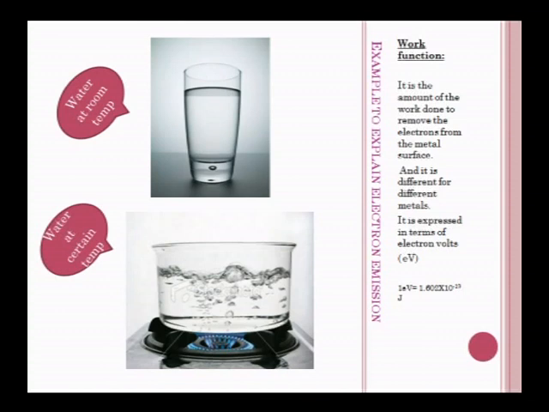Then you can ask me a question: how much does 1 electron volt stand for? 1 electron volt is almost equal to 1.602 into 10 raised to minus 19 joules. So much energy is required, and this figure is multiplied by 4.9. That is equivalent to a temperature of about 1600 degrees Celsius. So much temperature is required to remove the electrons from the metal surface.